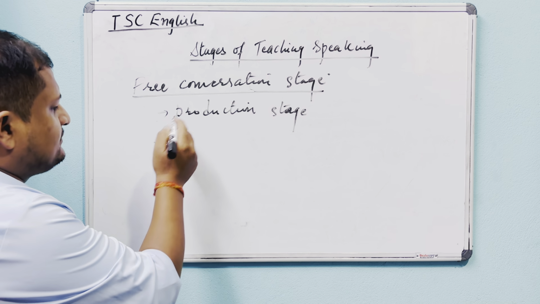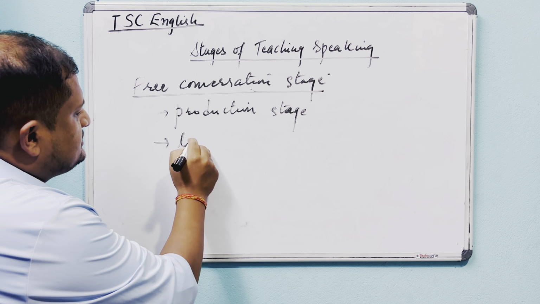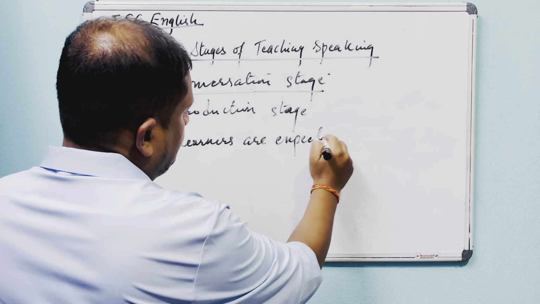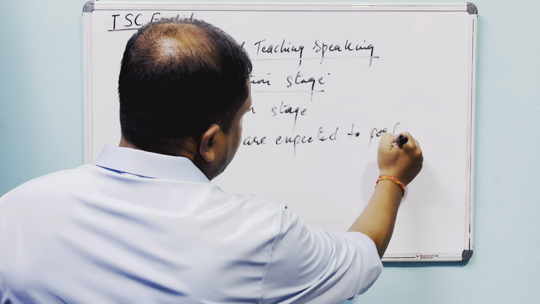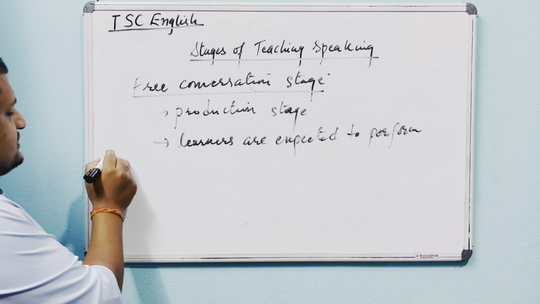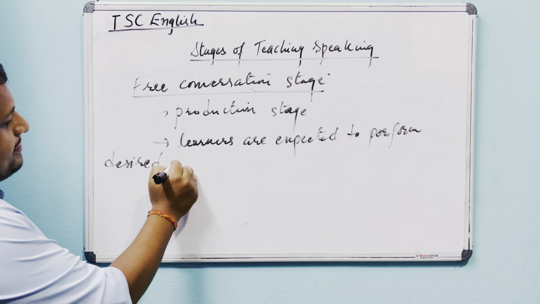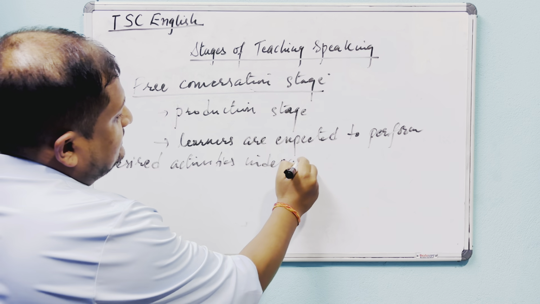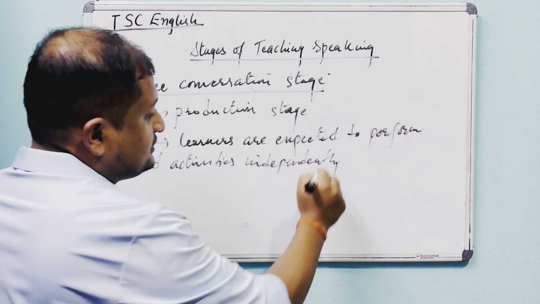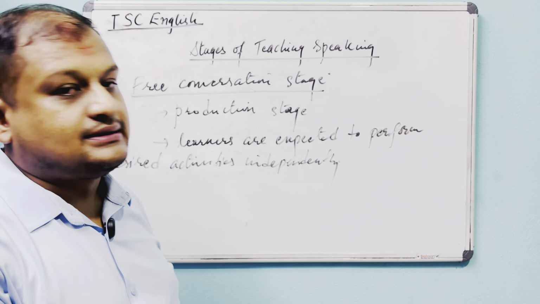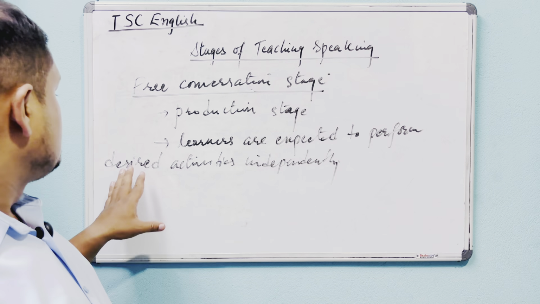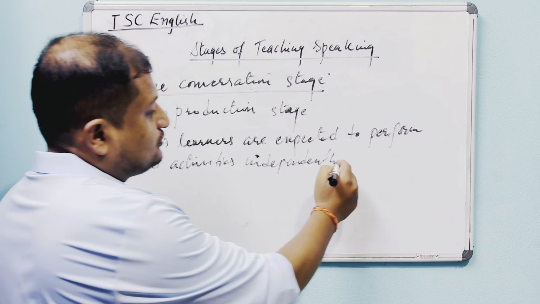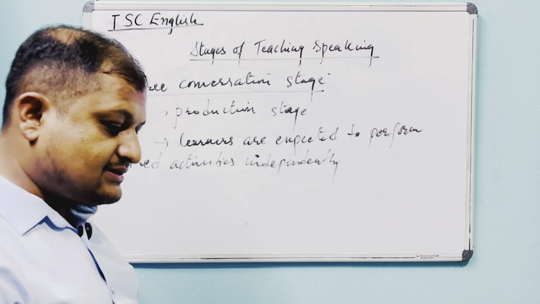So students, or learners, are expected to perform desired activities independently. Independently means without the help of a teacher. The teacher is just a supervisor by the time they come to this stage. So desired activities independently, and they can work in a group, they can work in pairs.